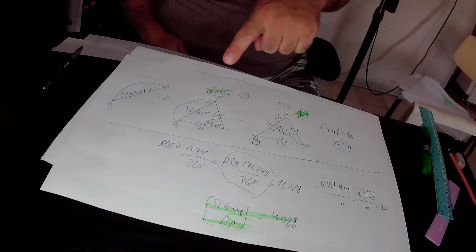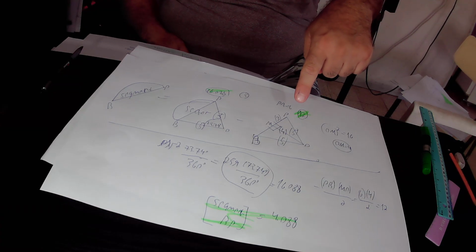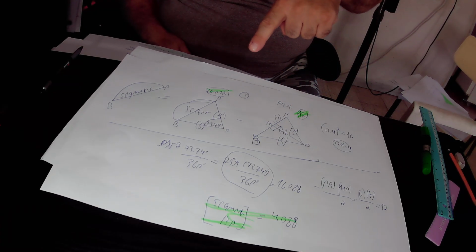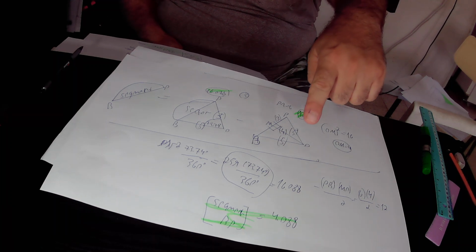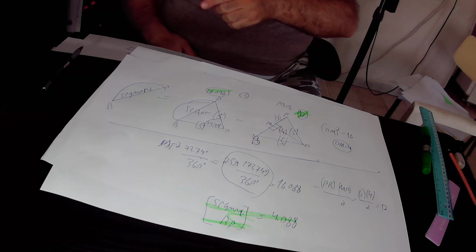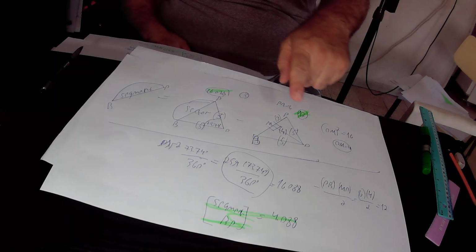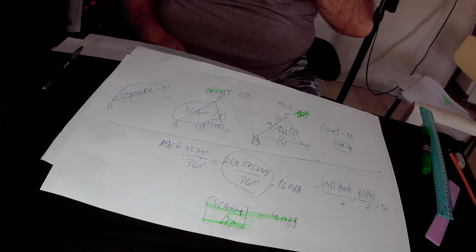So the area of the sector BPO minus the area of triangle BPO is 16.088 minus 12, that is 4.088. So in total, the area of segment BP equals 4.088 square units in its size.